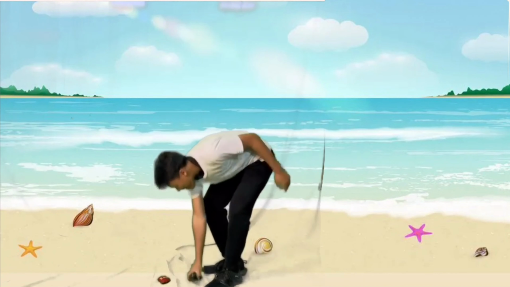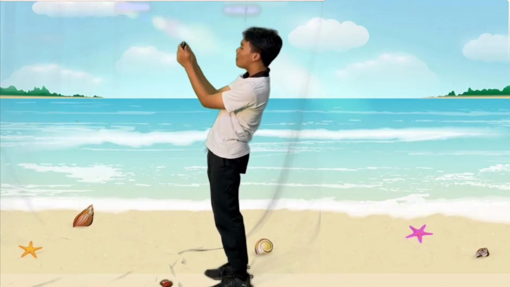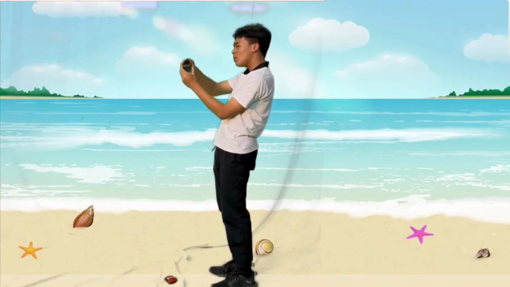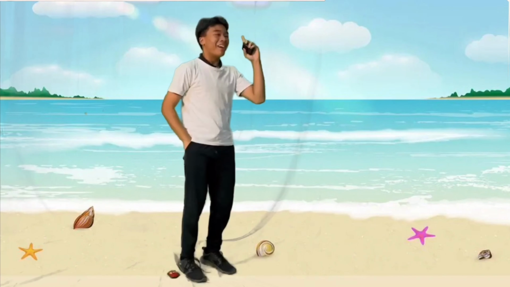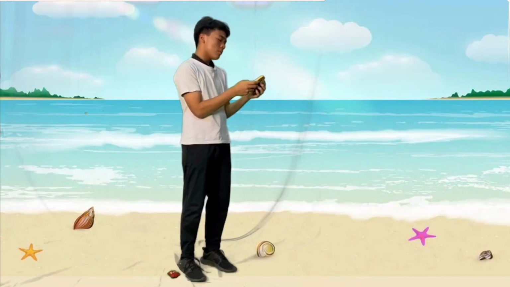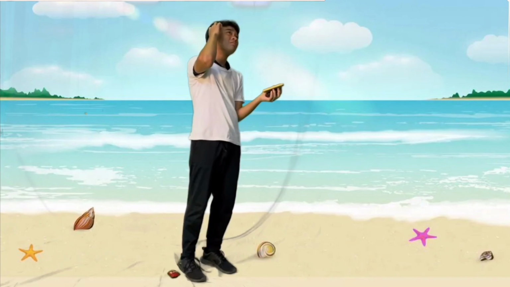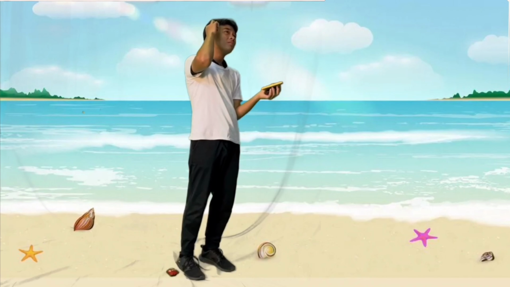Ding! Oh, it's a shell! Wait, why is this shell so soft? Isn't it supposed to be hard, like always? I got an idea. I wonder.